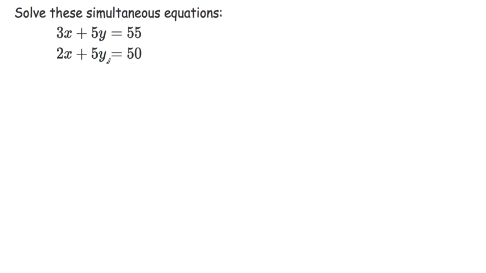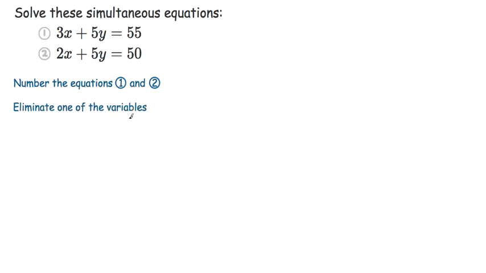Solving these simultaneous equations means finding values of x and y that fit both the equations. So the first step is to number the equations. Then we can find the value of one of our variables by eliminating the other one, which means getting rid of one of our variables, so we're left with just one variable.